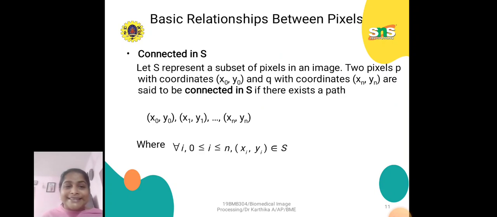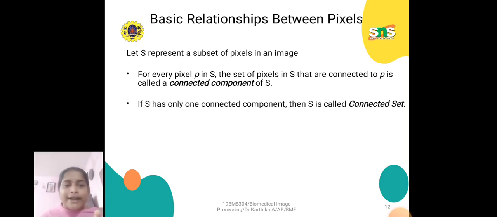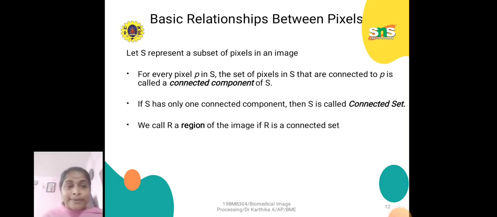See here, connected in S. Let S represent a subset of pixels in an image. 2 pixels P with coordinates x0, y0 and Q with coordinates xn, yn are said to be connected in S if there exists a path like (x0, y0), (x1, y1) up to (xn, yn). Let S represent a subset of pixels in an image. For every pixel P in S, the set of pixels in S that are connected to P is called a connected component of S. If S has only one connected component, then S is called a connected set.